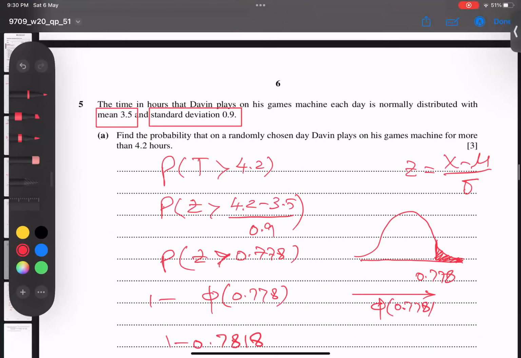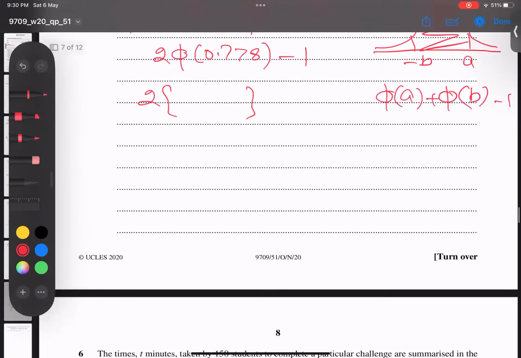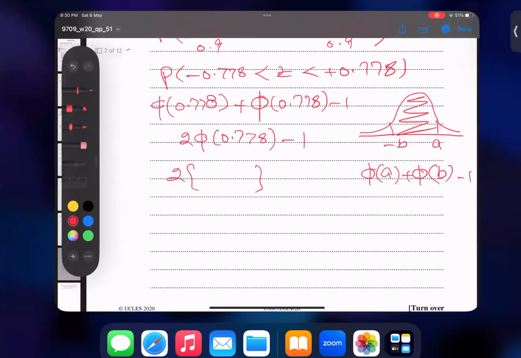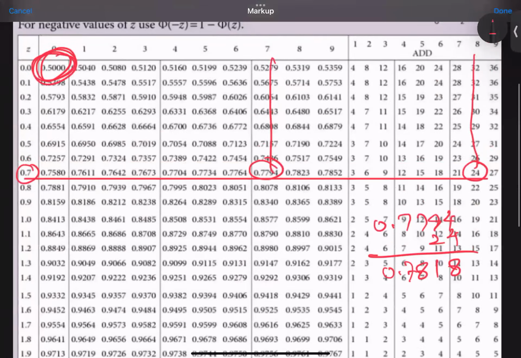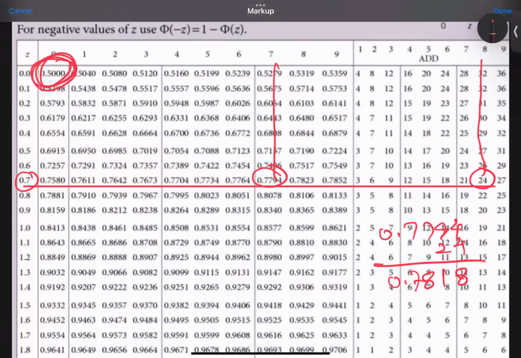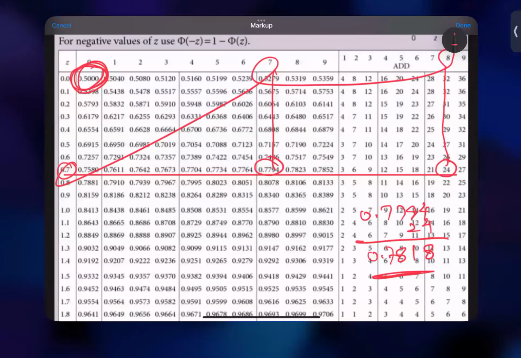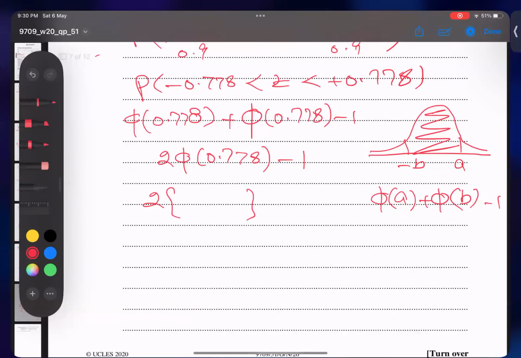0.77778. Okay, no problem. Let's find it from the table. 0.778, yes, we have it already. We have before it. And 0.778 is what? 0.7818. So, one minute, check again. 0.778, correct. And it's coming 0.7818.